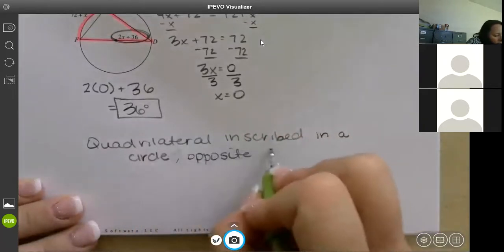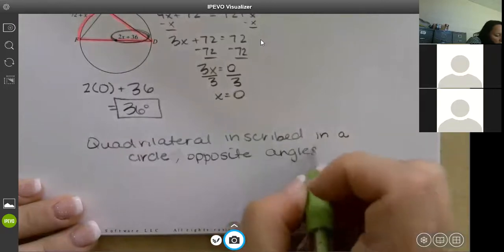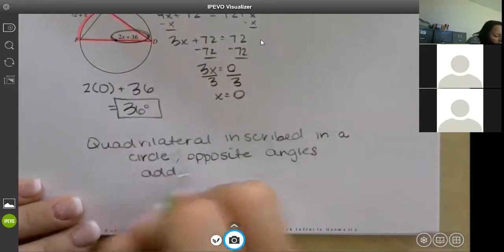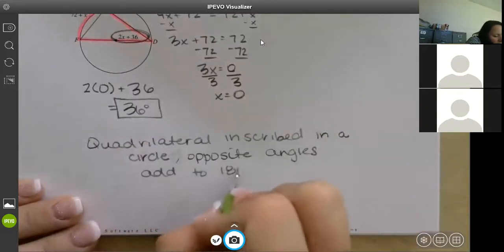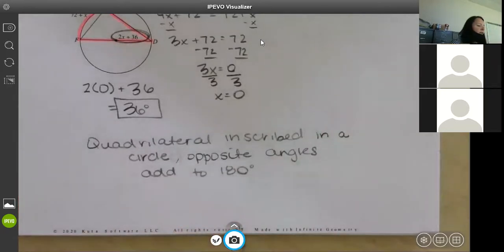Opposite angles add to 180. Opposite angles add to 180. All right, so this will help you with 17, 18, 19, and that'll probably help you with number 7 or 1 or whatever we skipped up.